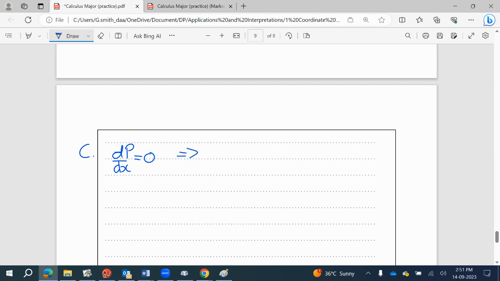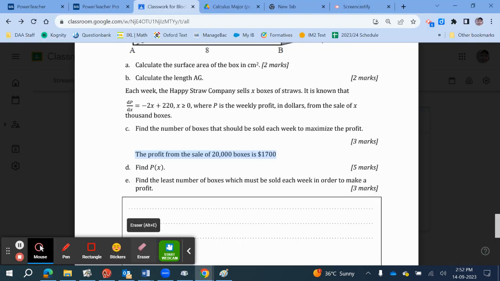This gives us minus 2x plus 220 is... Ladies and gentlemen, this is a student bus announcement. May all bus users please.